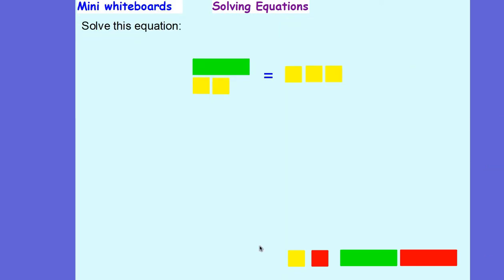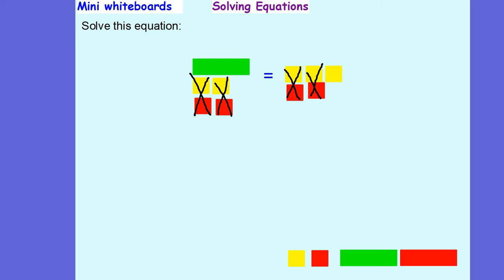On your mini whiteboards or in your rough books, solve this equation for me. Feel free to pause the video. Okay, let's go through it. To get just the green rectangle, I need to add 2 red squares. Whatever I do to one side, I must do the same to the other. If I cancel out my 0 pairs, I'm left with the green rectangle is equal to 1 yellow square.